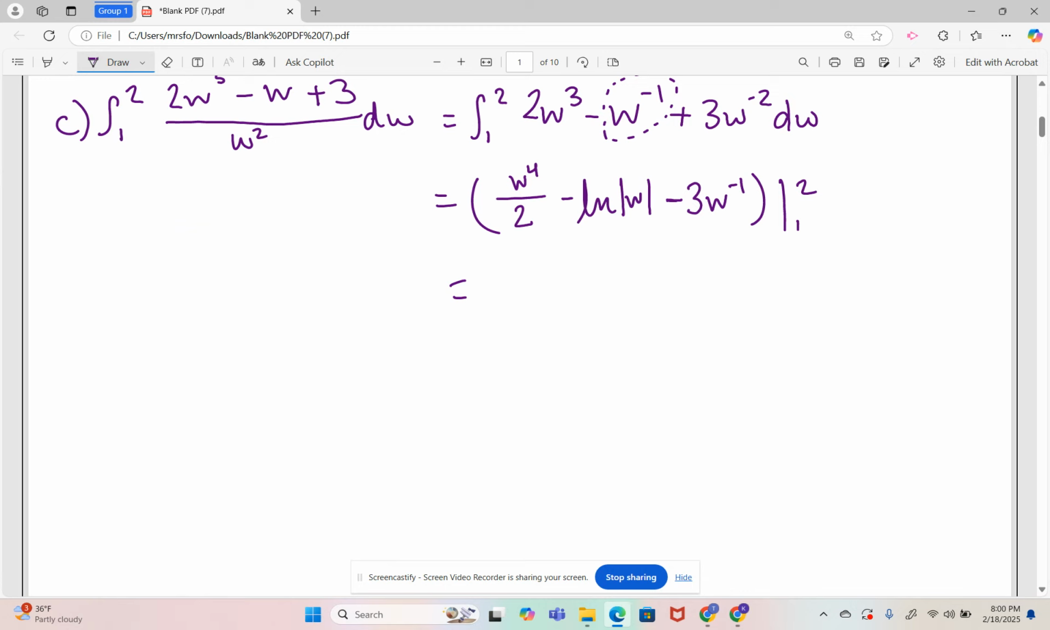So now that we've taken the antiderivative, we can do our computing. Substitute the 2 in. Then subtract, substitute the 1 in.